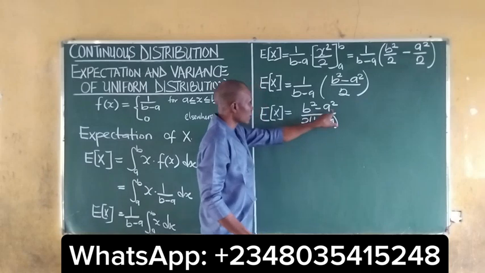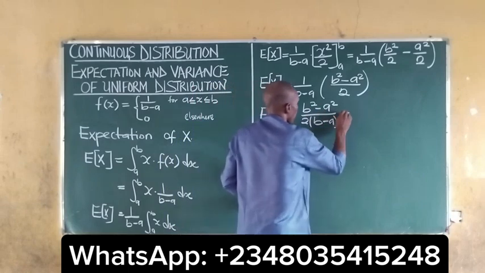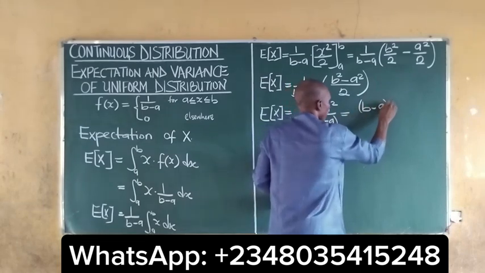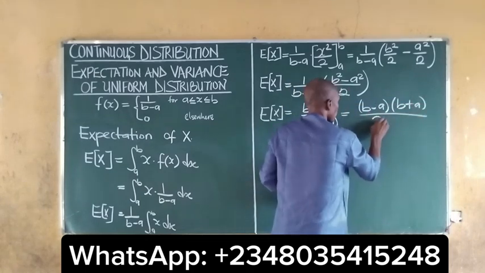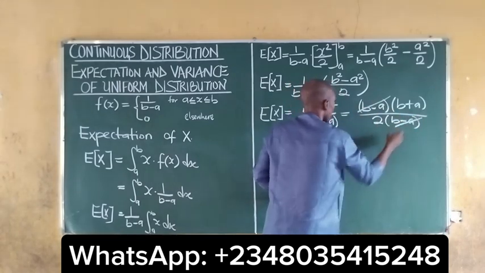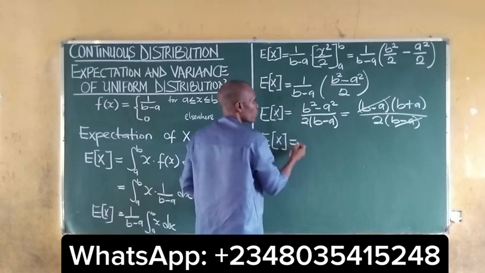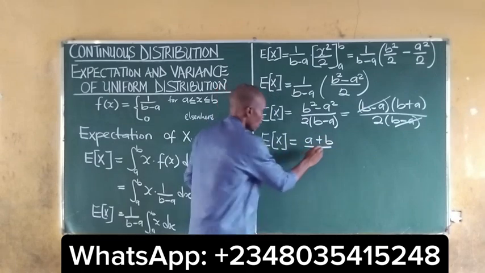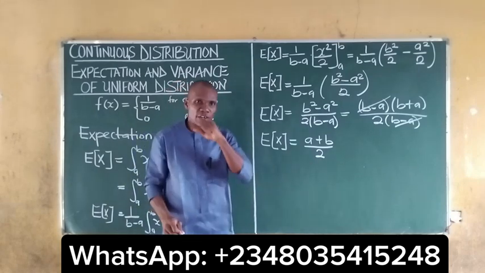And if we expand b squared minus a squared, what we'll get is b minus a and b plus a, all over 2 times b minus a. Of course, this will cancel this, so we can write our expected value of x to be equal to a plus b, which is the same thing as b plus a, all over 2. So this is our expected value of x.